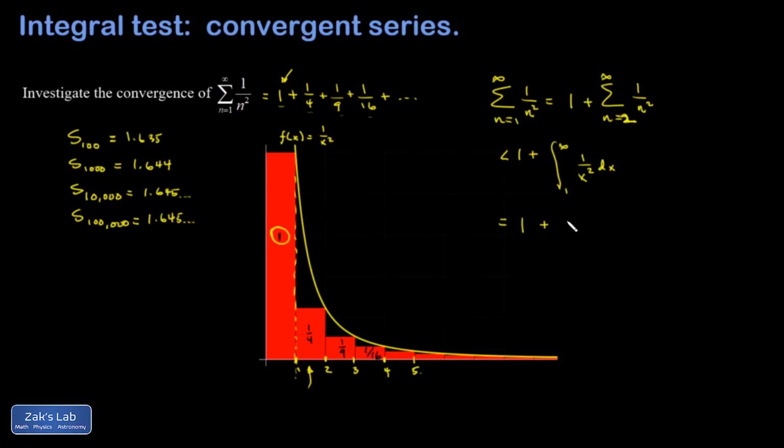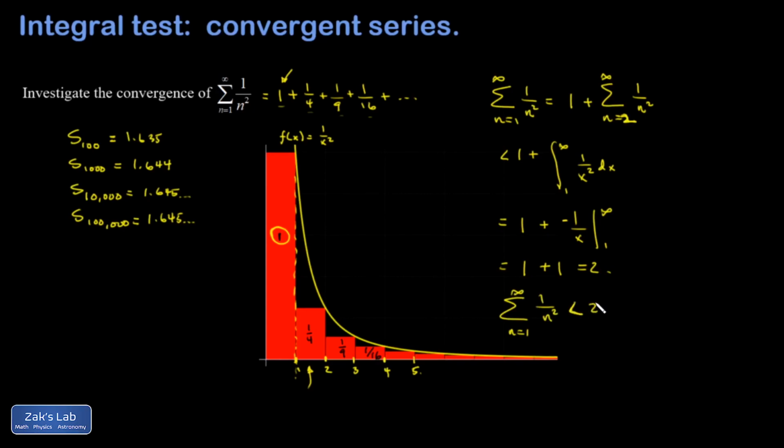x to the negative 2 integrates to negative 1 over x, and I'm evaluating from 1 to infinity. Plug in infinity for the upper limit, and 1 over infinity is 0. Then I subtract what I get when I plug in the lower limit. That kills the minus sign, and that's a 1. So what we've just proven is that the sum from 1 to infinity of 1 over n squared is some number less than 2.